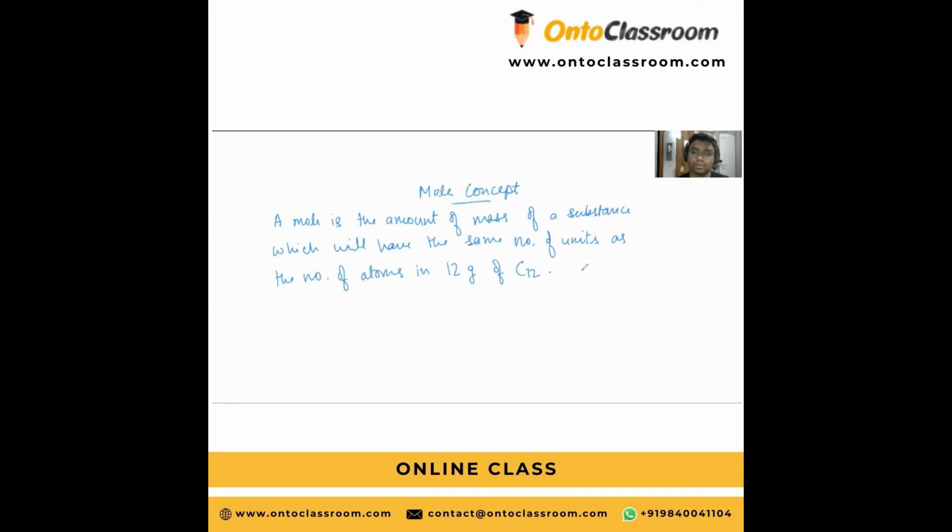Now 1 mole contains how many units? Avogadro number of units. What is Avogadro number of units? This is given as 6.022 × 10^23 number of units. This is the Avogadro number of units. Very important. We will be using this information in time to come as this lecture develops.